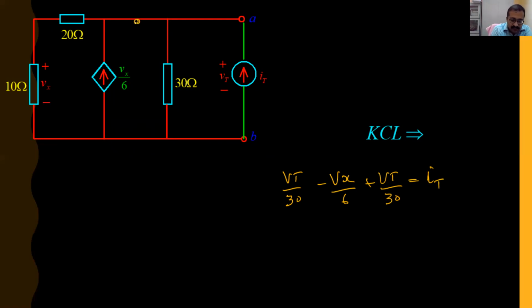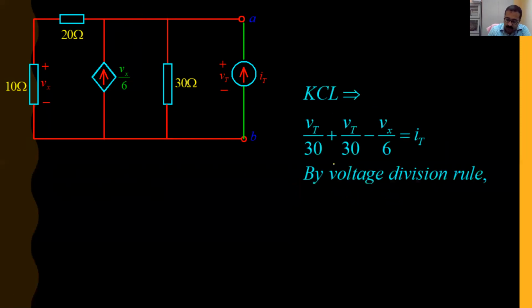Suppose this potential is VT. Because it's a parallel circuit, the potential across all the elements should be the same. So if VT is the voltage across IT, that will be the same as the voltage across 30 ohm, across this branch, and across this thing. And this is a voltage dependent current source. Vx by 6 is the current magnitude, fine. So when you apply KCL, you will get VT by 30 plus VT by 30 minus Vx by 6 equal to IT.